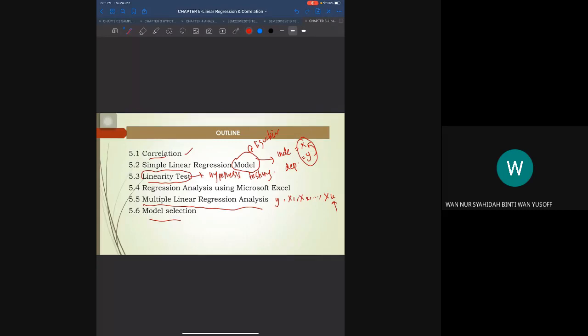Also in this chapter, almost every numerical value that we calculate, you have to interpret. If you calculate the correlation, what does it mean?